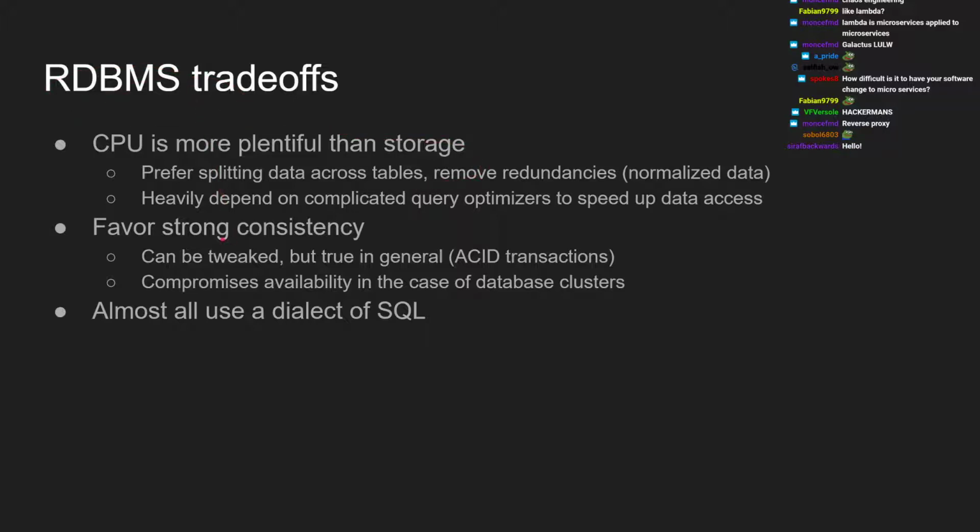Relational databases generally also favor strong consistency over availability. This is true in general. It can be tweaked, but Postgres or Oracle databases prefer strong consistency. And of course, because of the CAP theorem, that means they compromise their availability.